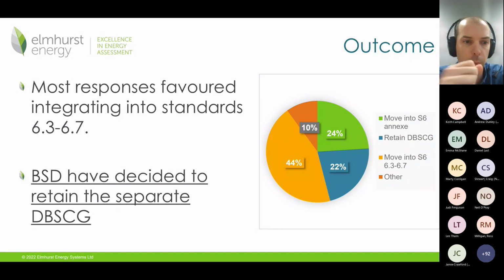Most people favoured incorporating it into Section 6, but there was a bit of a mixed reaction, really. The government decided at the moment they're going to keep a separate domestic building services compliance guide, so there is a 2022 version now available. They will consider that again in future when they look at a wider review of all the standards and publications. But for the moment, there is the Section 6 guidance, and then there's the domestic building services compliance guide, a separate document.